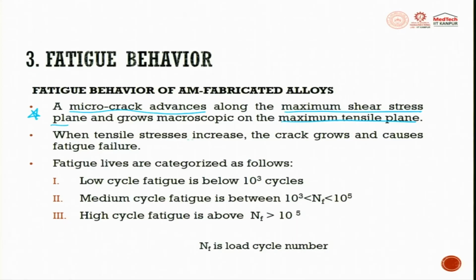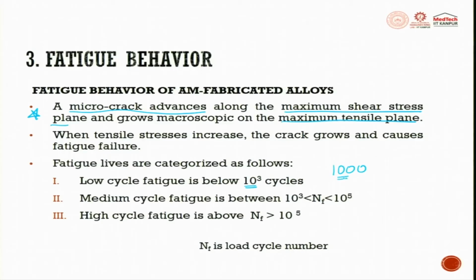When tensile stresses increase, the crack grows and causes fatigue failure. The fatigue life is categorized into three: low cycle, medium cycle and high cycle fatigue. Low cycle fatigue is below 10 to the power 3 cycles. 10 to the power 3 is 1000 cycles. Below 1000 cycles, it is called low cycle fatigue.